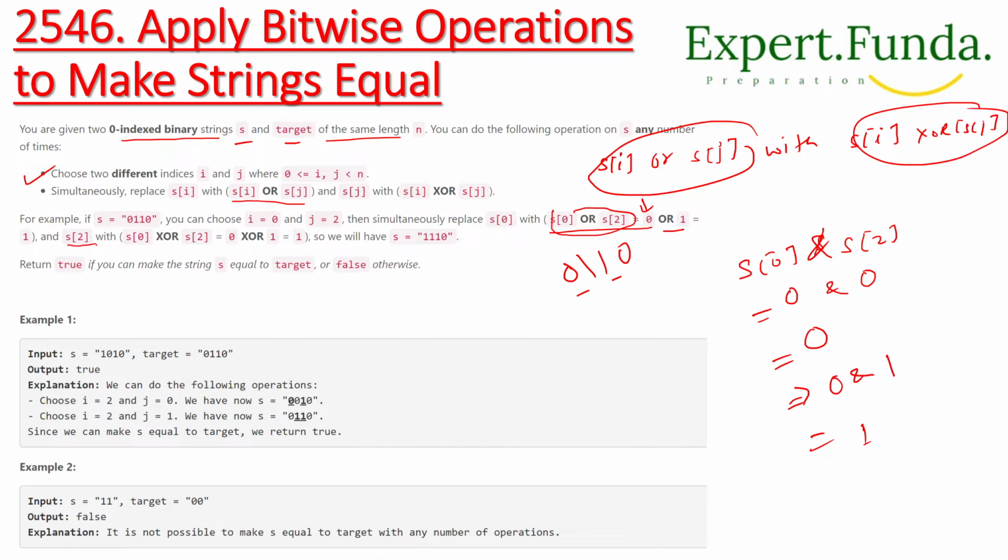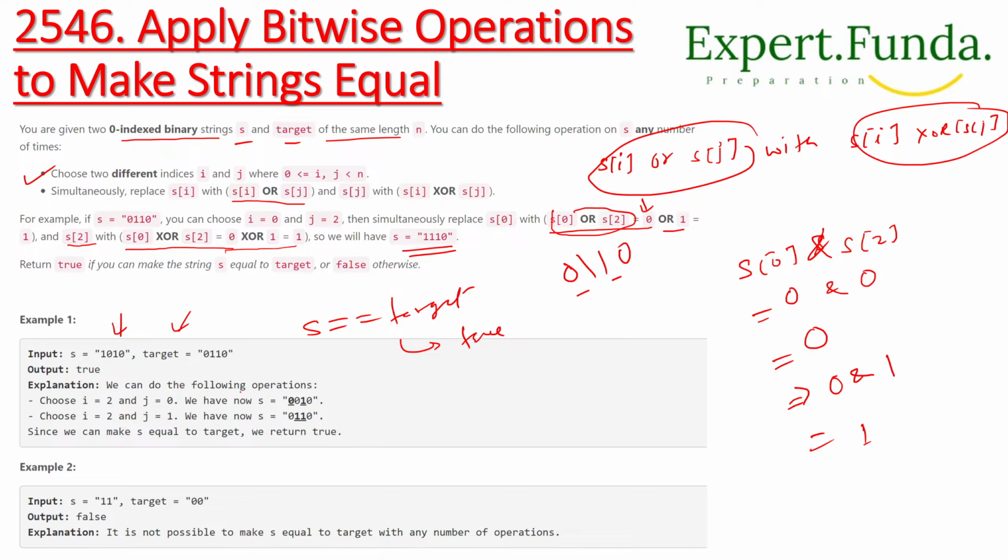Similarly, with s[2] you can do the XOR. If s[2] is given, we can apply XOR on s[0] and make the string like this. We have to return true if we can make the string s equal to the target, otherwise return false. In this example s is given and the target is given. We have to make s equal to the target; if we can, return true, else return false.